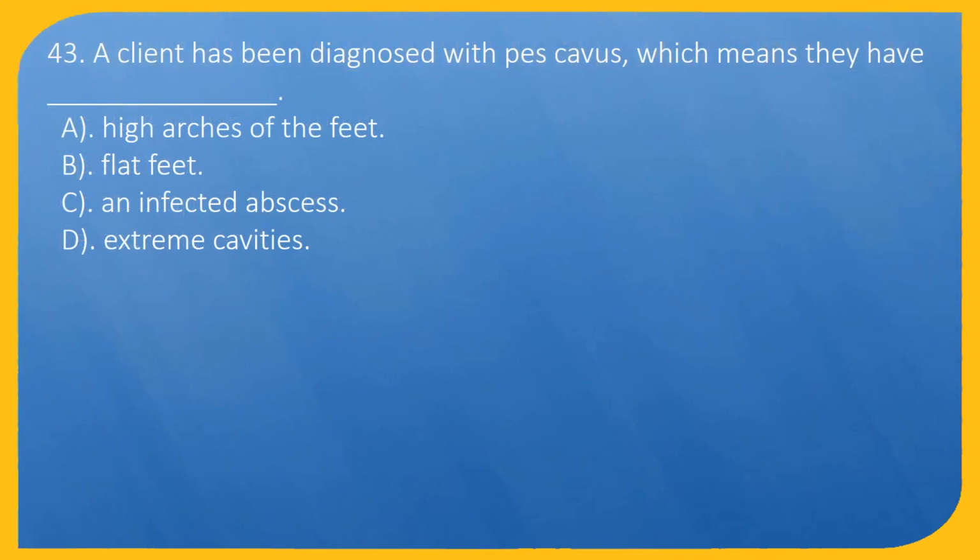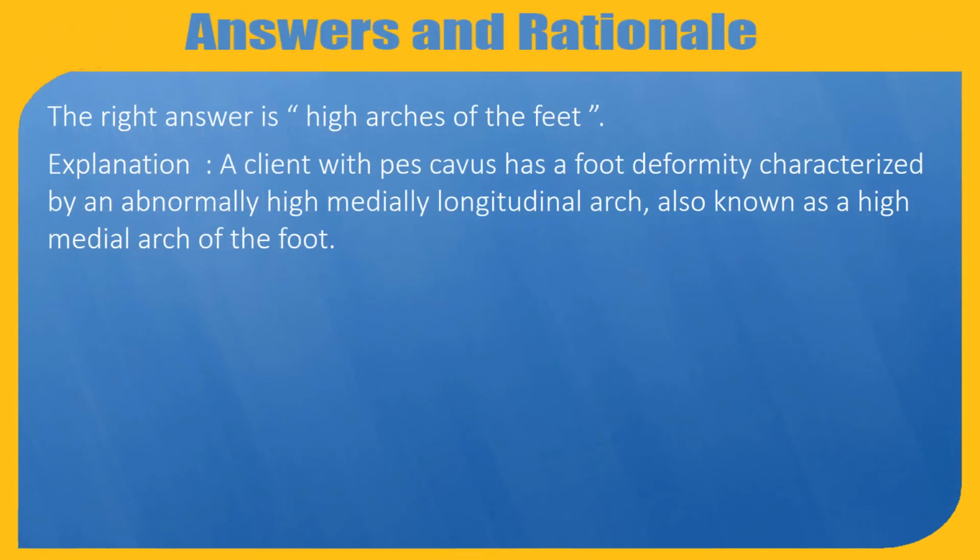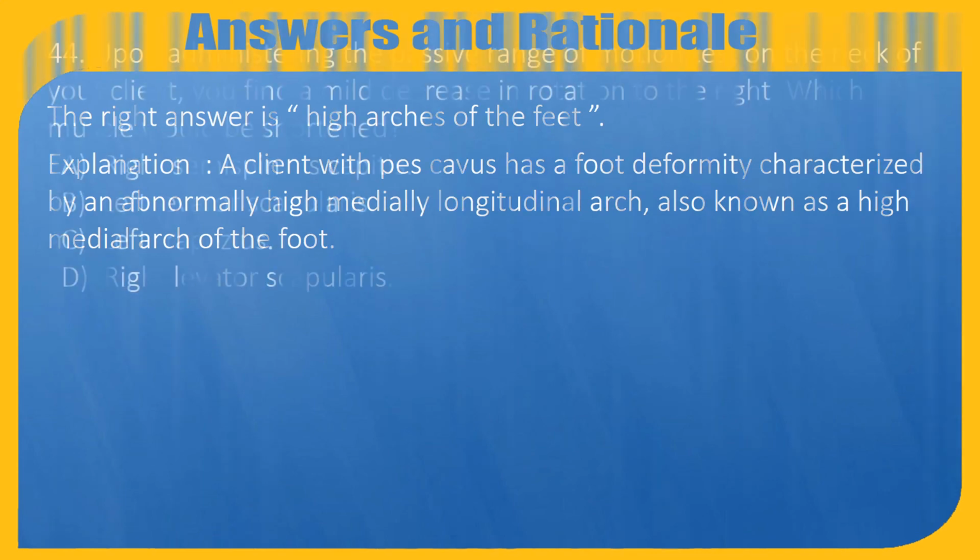Question 43. A client has been diagnosed with pes cavus, which means they have blank. A. High arches of the feet. B. Flat feet. C. An infected abscess. D. Extreme cavities. The right answer is high arches of the feet. Explanation: a client with pes cavus has a foot deformity characterized by an abnormally high medial longitudinal arch, also known as a high medial arch of the foot.